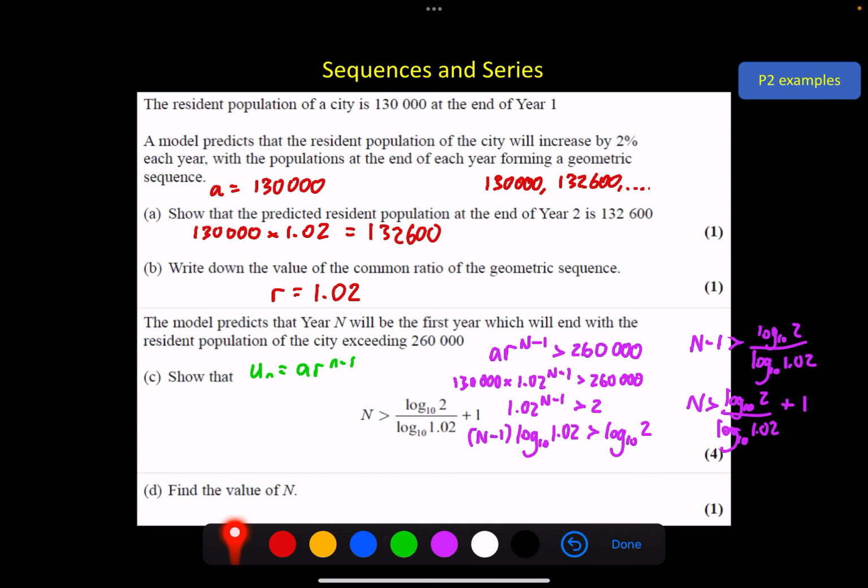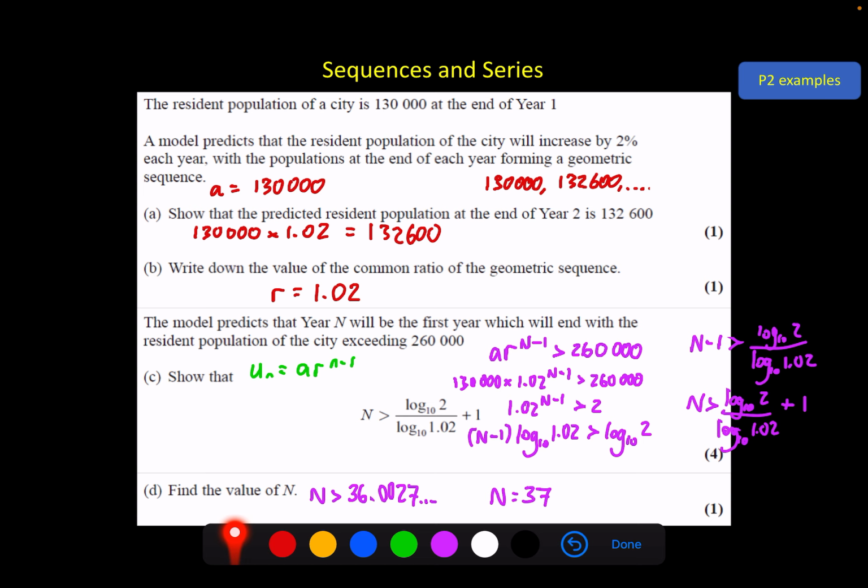So our final part of the question, find the value of n, another 1-mark question. Basically put this on your calculator and figure out what it is. So if I put that, we've got log base 10 of 2 divided by log base 10 of 1.02, and then add 1, 36.0027... Now that's very, very close to 36, but this is a strict inequality. n needs to be bigger than this number, so n is equal to 37.